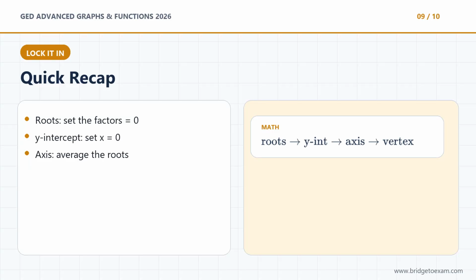Let's lock it in. Roots are where y equals 0, the x-intercepts. Find them by setting each factor to 0. The y-intercept comes from setting x to 0. The axis of symmetry is the average of the roots, and the vertex sits on it. Now every key point on a parabola is within reach.